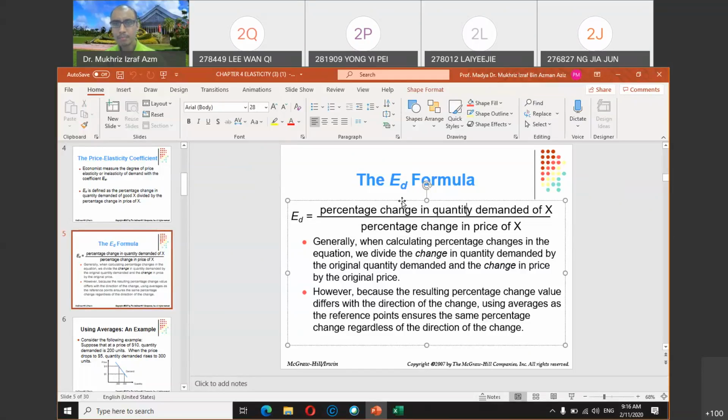Okay. But if the numerator and the denominator both are the same value, for example, this is 5%, this is also 5%, then you get this one equals to 1. Okay. So we want to see what will be the value of your elasticity of demand, whether it is more than 1, equals to 1, or less than 1. Okay, so that is the main thing that we want to cover in terms of the elasticity of demand.